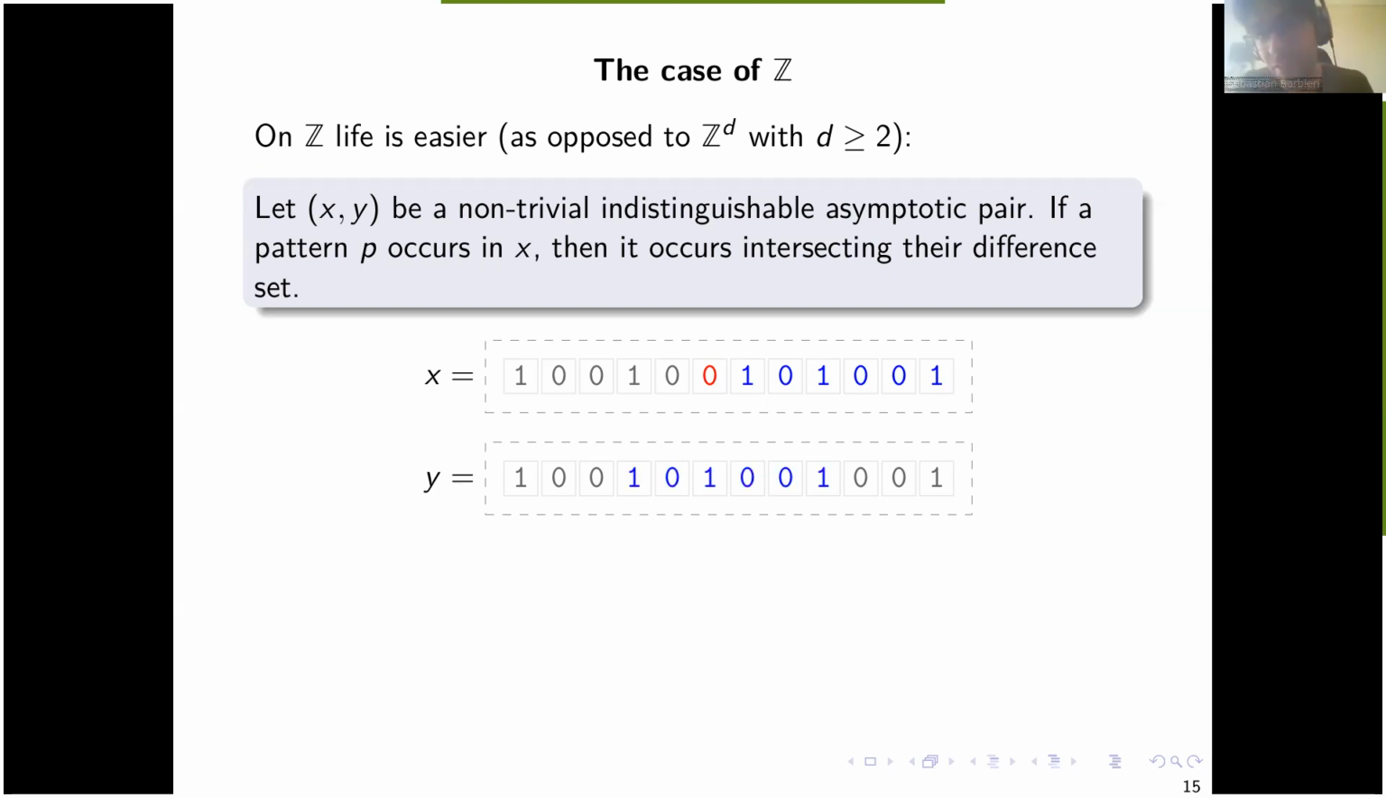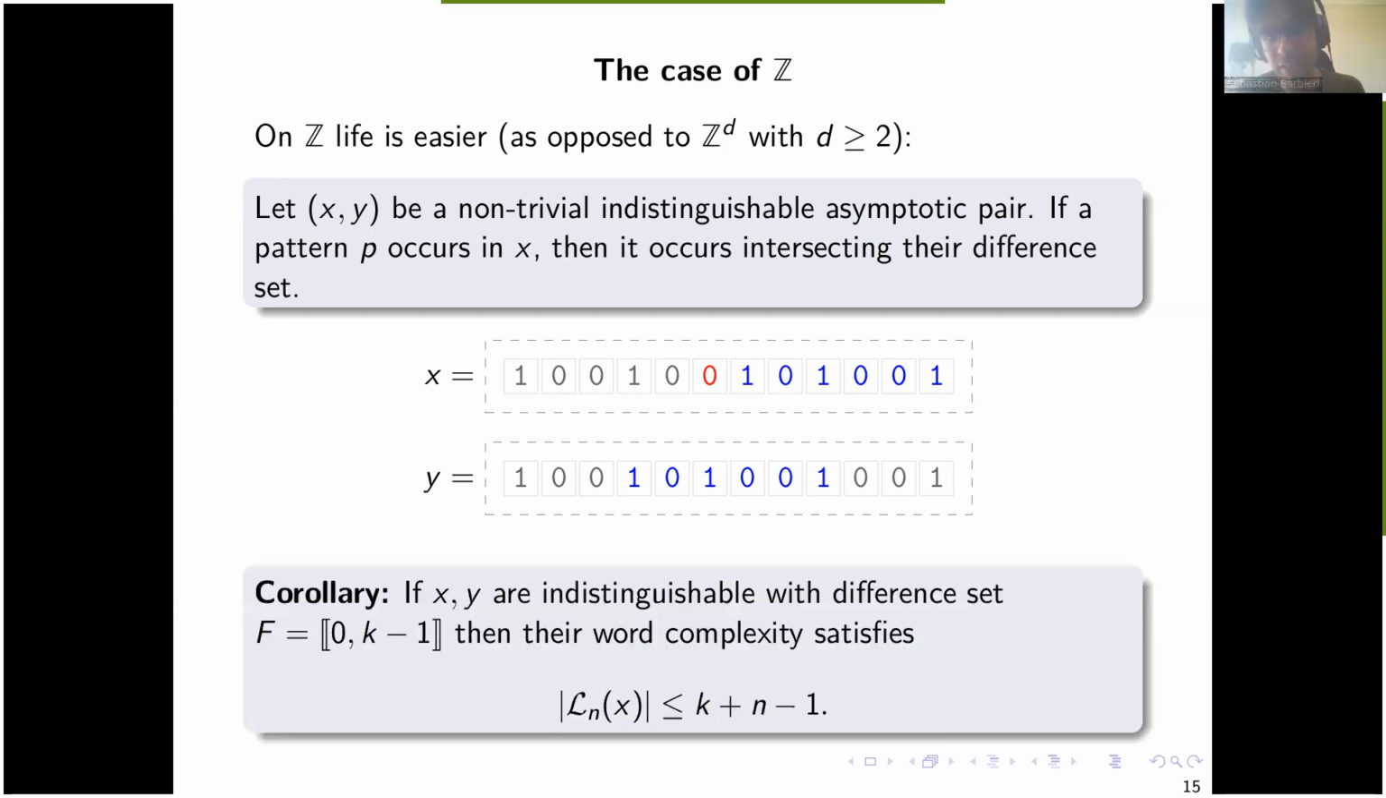Either it intersects the difference set and I'm done, or I just move this realization of this pattern to the left, in the part where they are asymptotic. So I'm going to have another occurrence to the left of the original one that I picked, and I picked it as the closest one, so I get a contradiction. So I get that every pattern must intersect the difference set, and this immediately gives me a complexity bound, right?